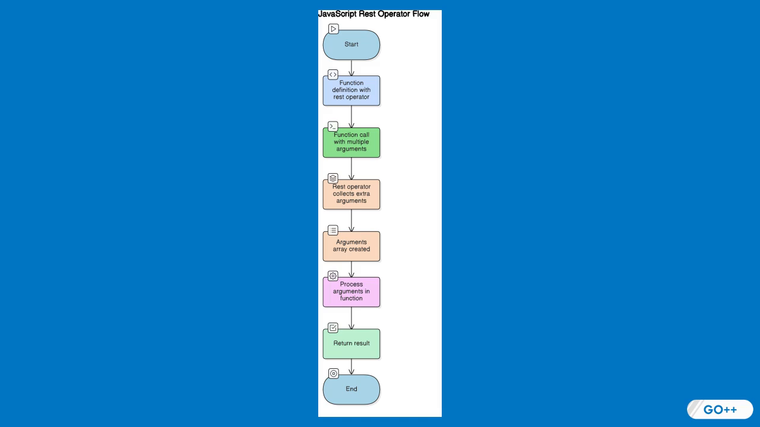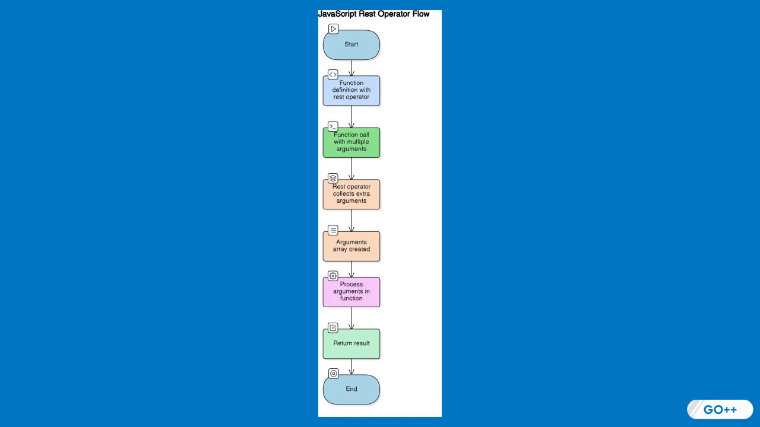Now, let's explore the theory behind the REST operator. The REST operator is denoted by three dots and allows developers to represent an indefinite number of function arguments as an array. This feature replaces the cumbersome arguments object and enhances code readability and maintainability. Consider a scenario where you need a function to accept a variable number of inputs, like a sum function. With the REST operator, you can efficiently handle such cases without explicitly defining each parameter.